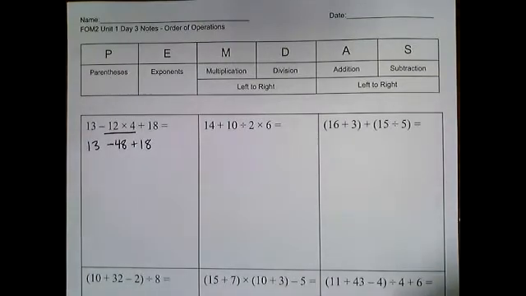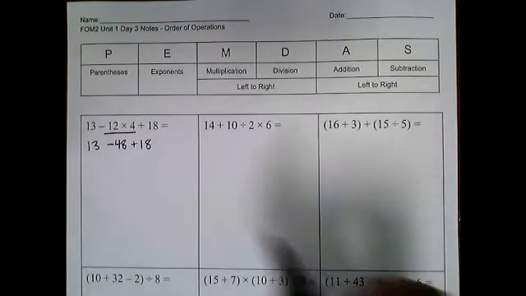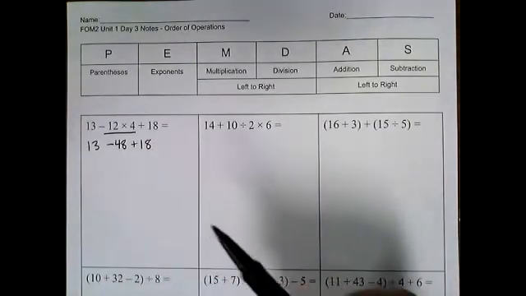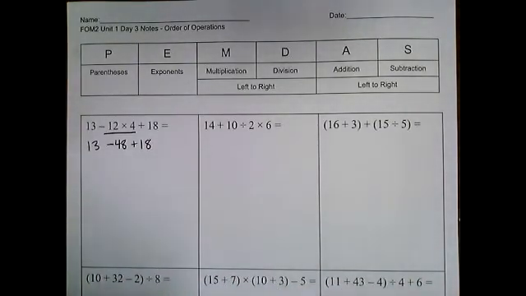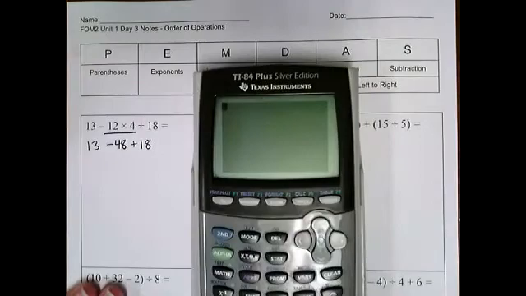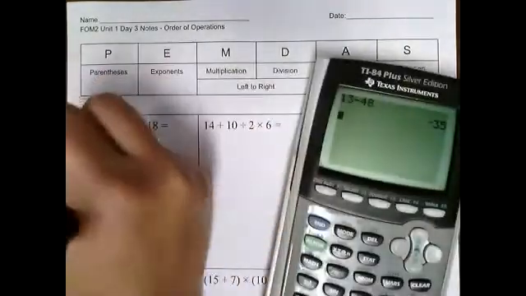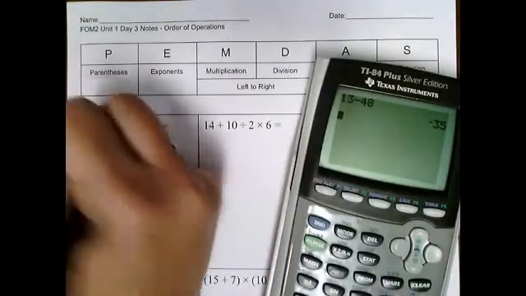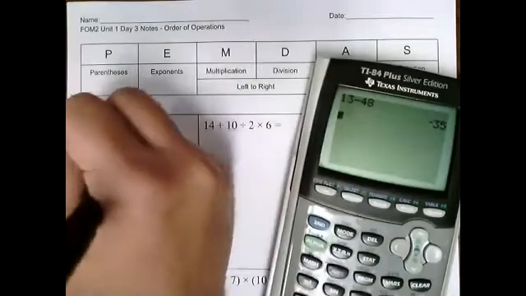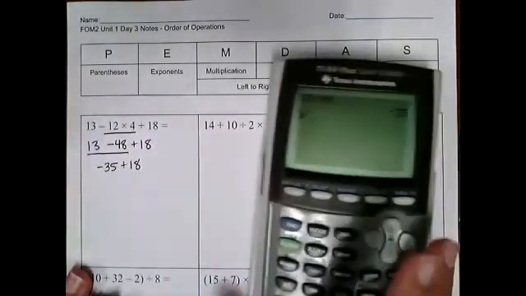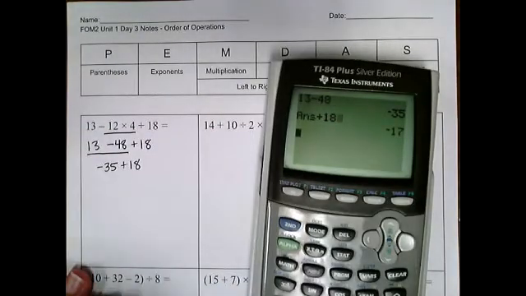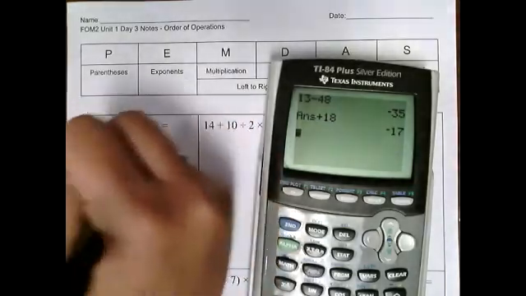No more multiplication and division, so I'm going to look at my addition and subtraction and go left to right. 13 minus 48 plus 18. So 13 minus 48 is going to be my next thing, because that's addition and subtraction left to right, is negative 35. And then plus my 18. Negative 35 plus 18 is negative 17.